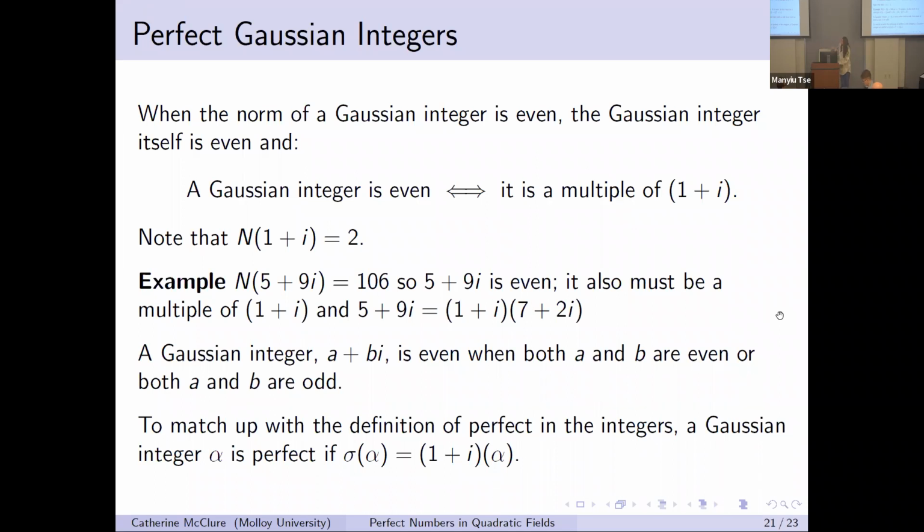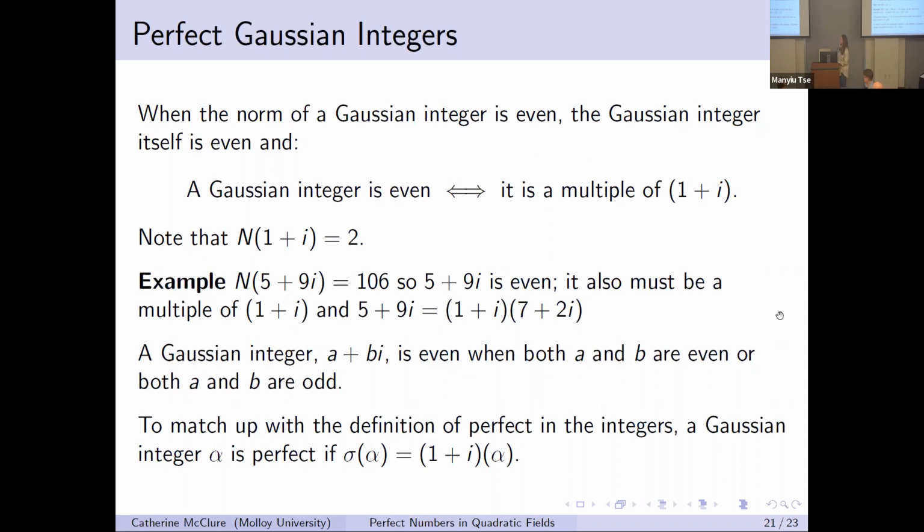One example of an even Gaussian integer is 5 plus 9i. The norm of that is 106. That's clearly even, which makes it even. We must be able to write it as a multiple of 1 plus i, which we can. And then when a and b are both even, or both odd, then that's going to be even just because it's a squared plus b squared.